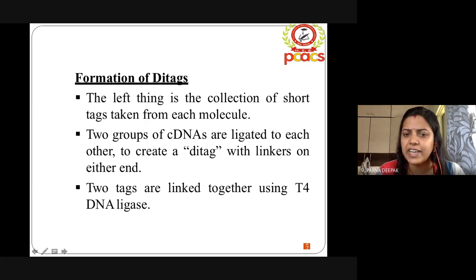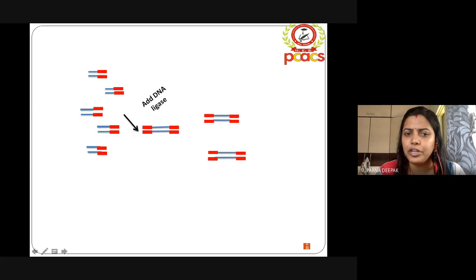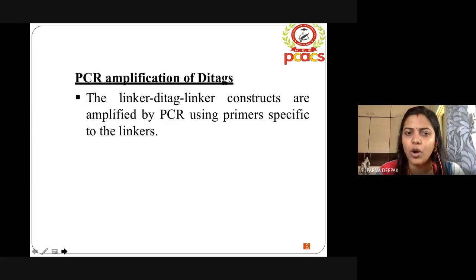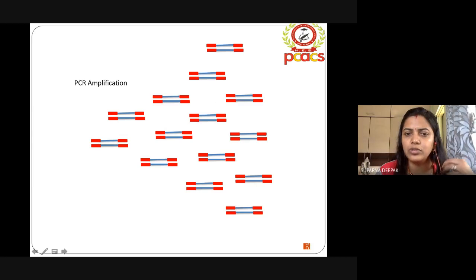Then formation of ditags. I have already told you that these linkers would be having, with the help of your ligase, they would be connected to each other. So you can see over here, this is one type of your mRNA, this is the other type of your mRNA. Maybe both of these are connected together and you are going to get a ditag. Such kinds of ditags are going to be obtained. So these linker ditag constructs are amplified. Many PCR molecules are being produced. Same molecules, many copies are being made.